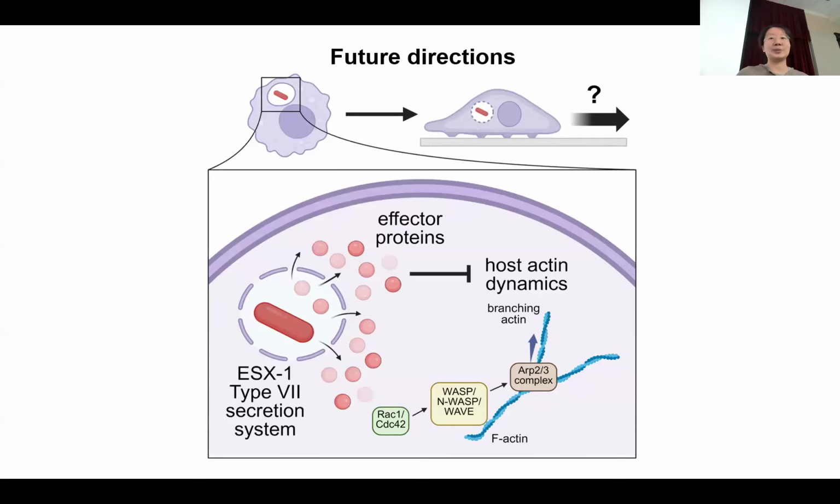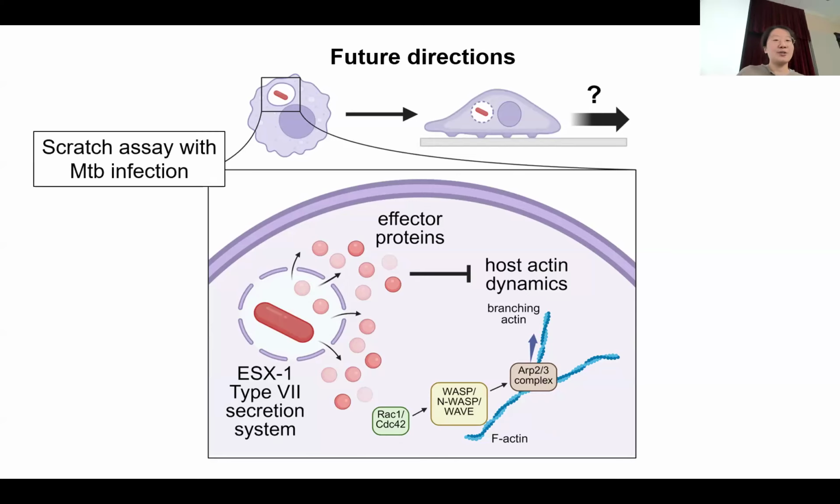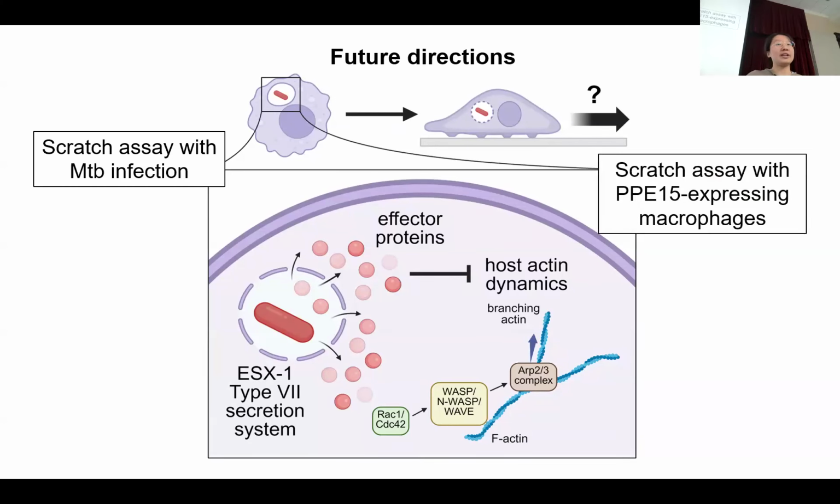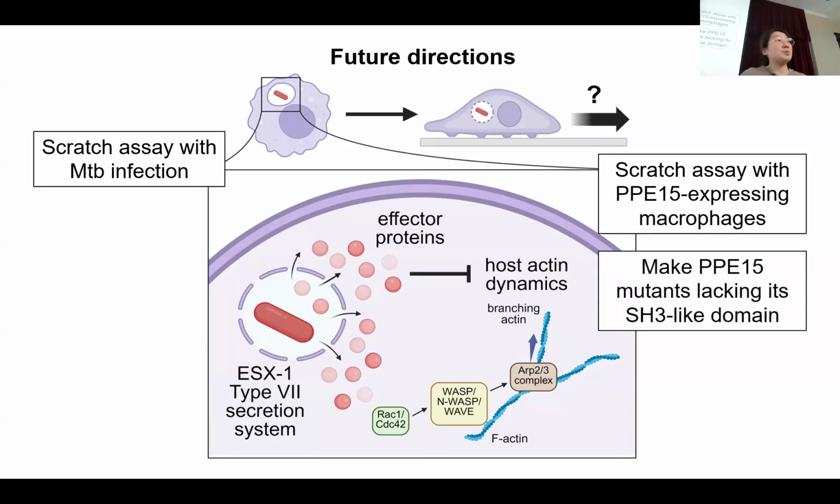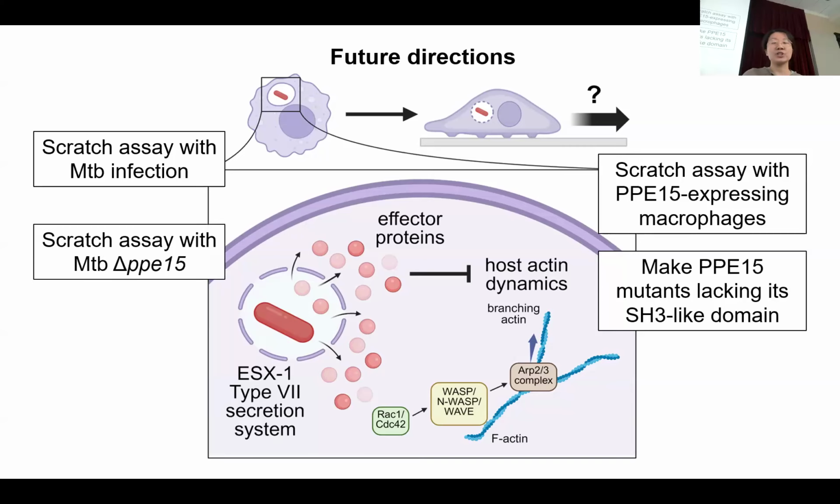So taken together, I'm very excited to proceed with this project, focusing primarily on four next directions. The first being performing a scratch assay with MTB to determine whether infection alters migration. Making PPE15-expressing macrophage cell lines and performing a scratch assay with them to see how PPE15 might affect actin-based migration. Making PPE15 mutants lacking its SH3-like domain to determine if this domain is primarily responsible for its binding interaction with NWASP. And performing a scratch assay with an MTB strain that's mutant for PPE15 to assess the potential role of PPE15 in infection-induced migration changes.